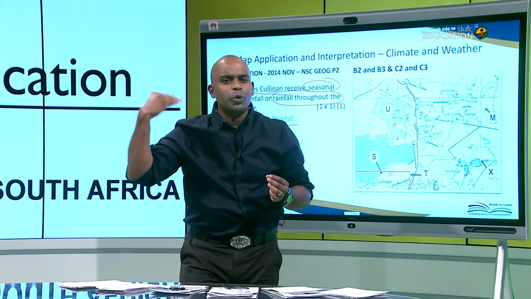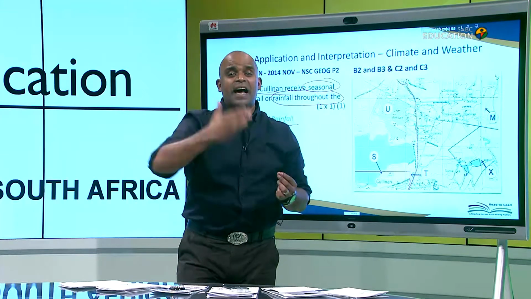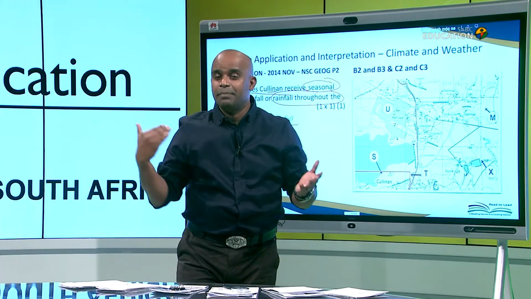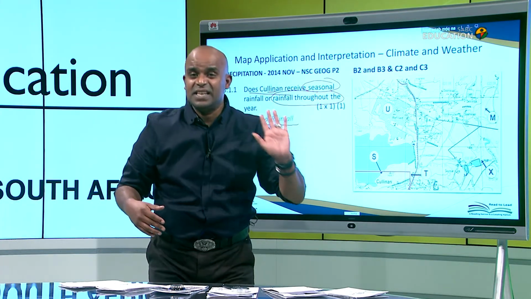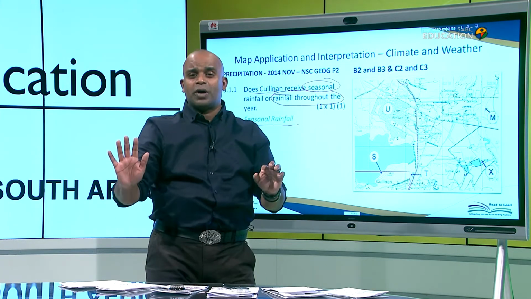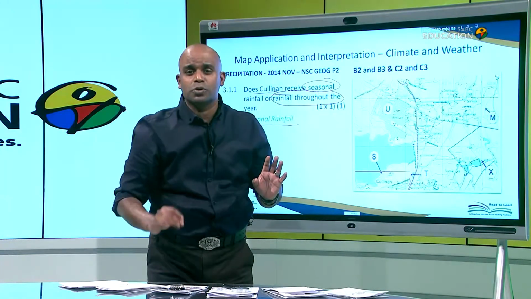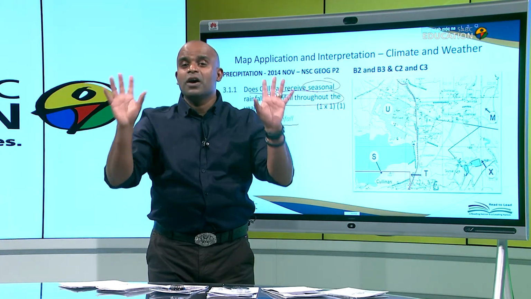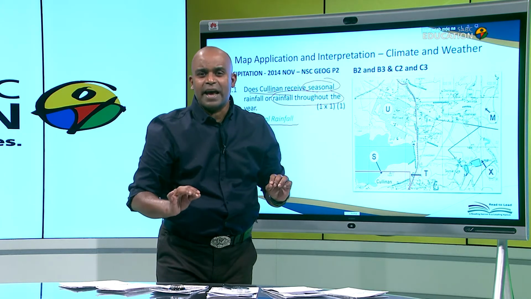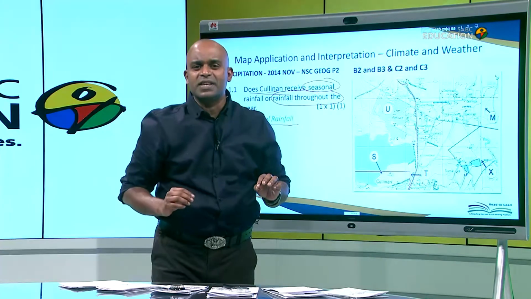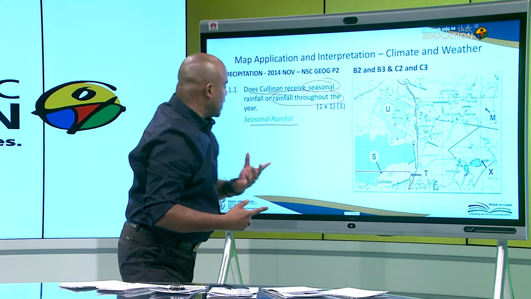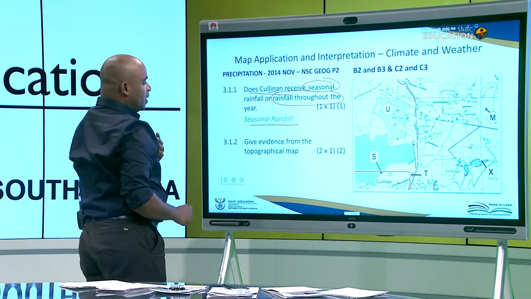So whenever you are asked a question on the type of rainfall, remember there's two types, either seasonal rainfall or rainfall throughout the year. And the evidence for seasonal rainfall on any topographic map that you will be exposed to is the presence of storage dams, non-perennial rivers, and so on. Let's look at the next question to become more familiar with it.